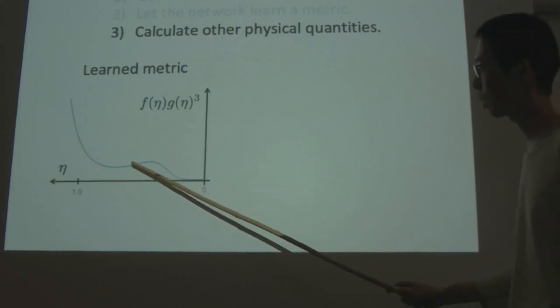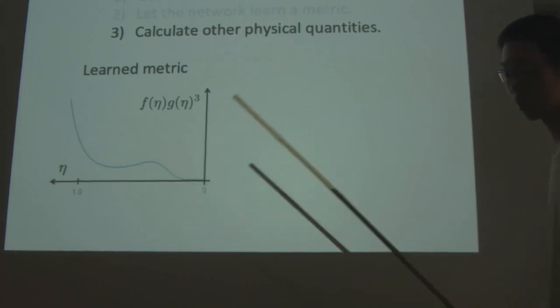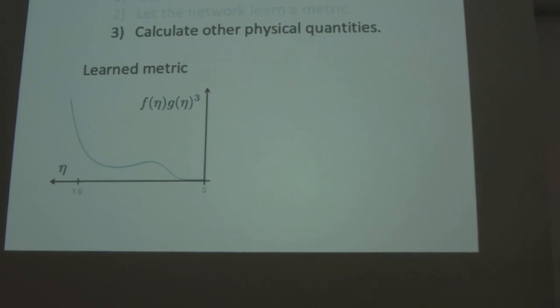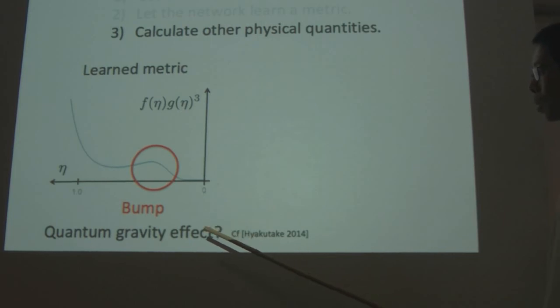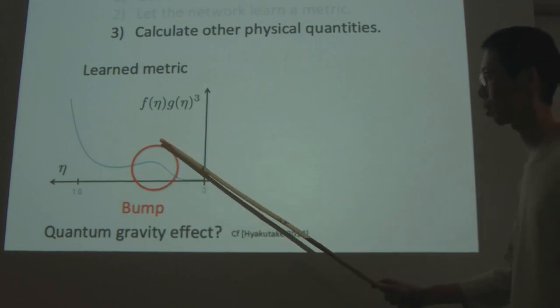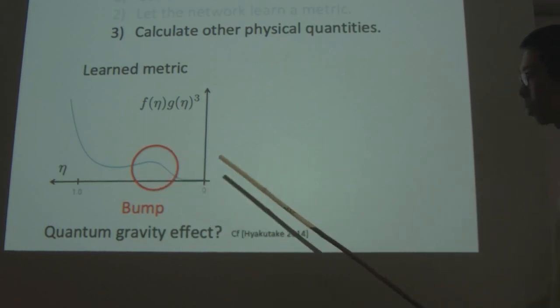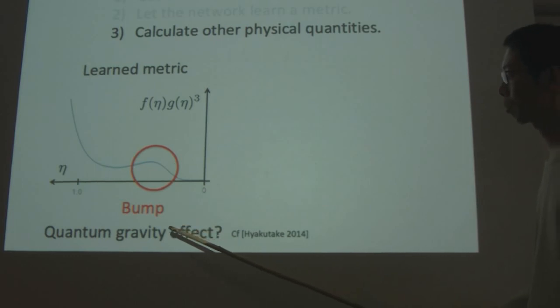And this bump actually turned out to be very important. One comment is that if you work with Einstein gravity plus quantum gravity higher curvature corrections, then there is a paper which states that there should exist such a bump structure. So this bump structure could be coming from quantum gravity.